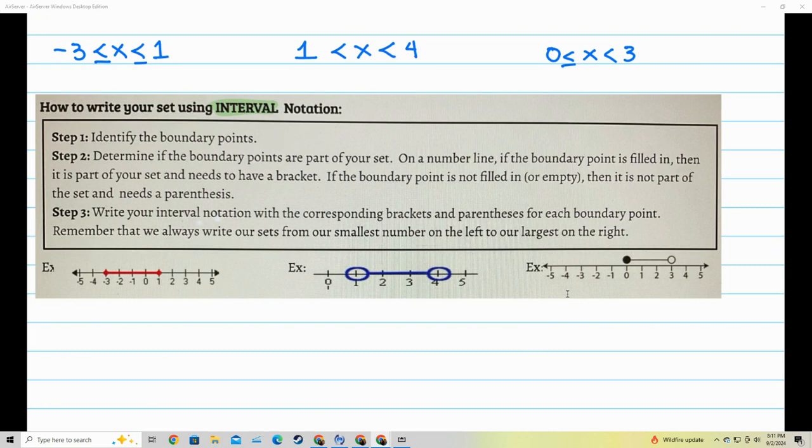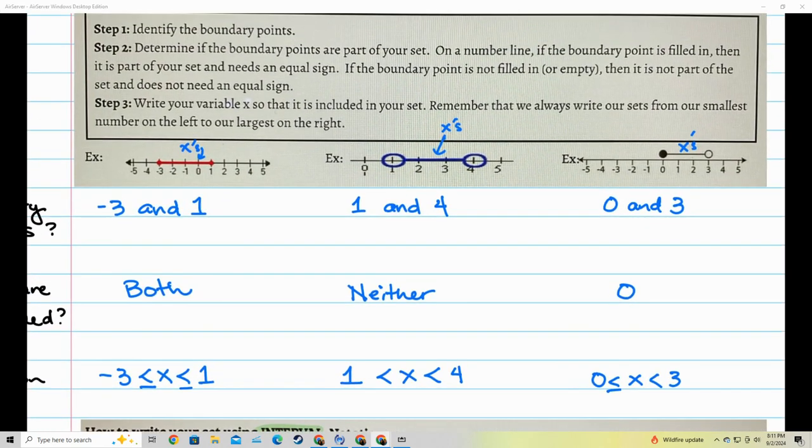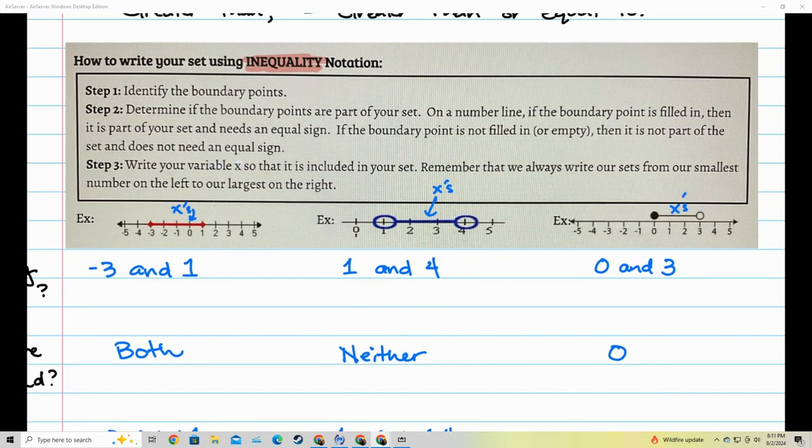Oh my goodness, I just realized I did not highlight the last one. So let me go ahead and highlight this one. If it is filled in, then it is part of your set. And in this case, you need a bracket. When we did it the last time, we said the exact same thing. We said, if it is filled in, then it is part of your set, except over here, we needed an equal sign.